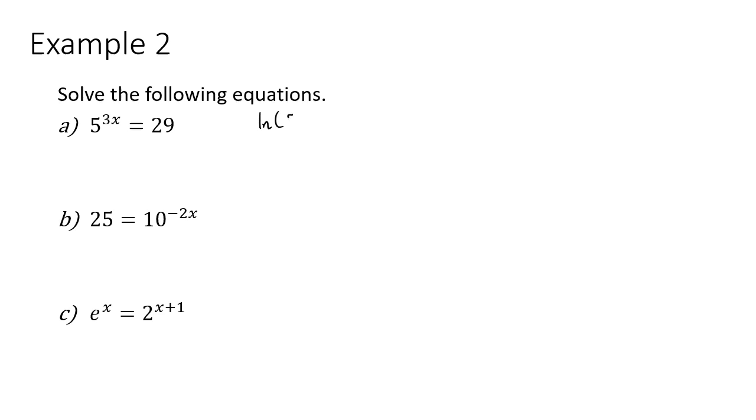So I'm going to take the natural log of the left-hand side of the equation and the natural log of the right-hand side. Now on the left-hand side, we can apply the power rule, and that exponent of 3x can be pulled out front. And now it's just a matter of solving for x in a linear manner, because the natural log of 5 is just a number. So we can divide it across to the other side, just like we would any coefficient.